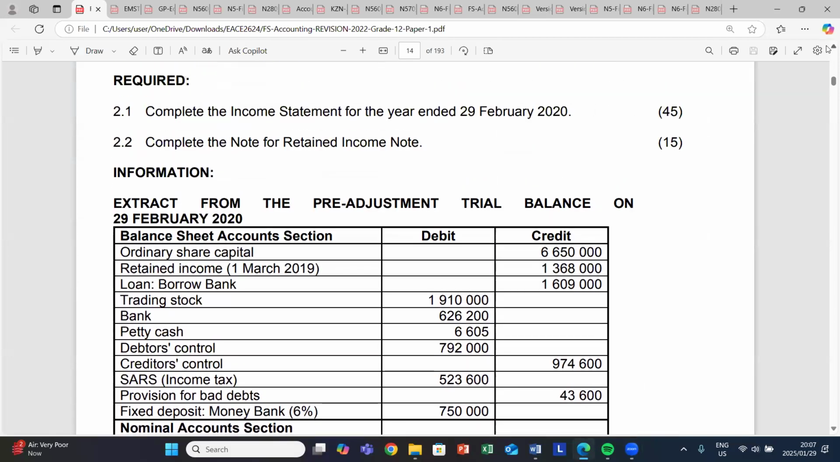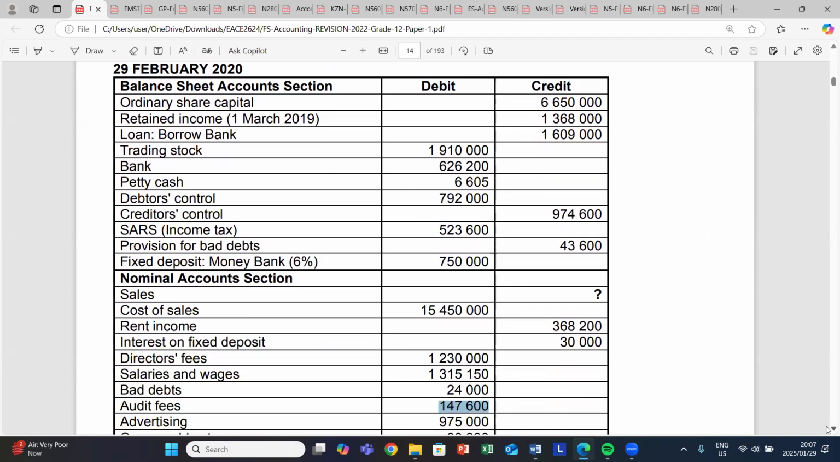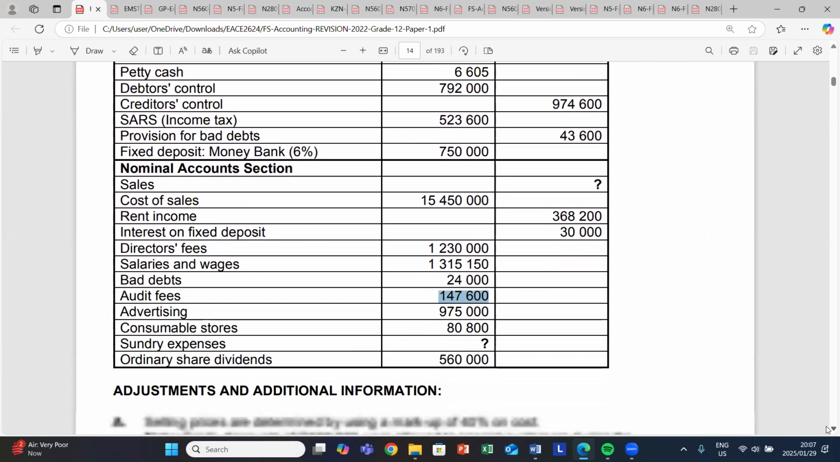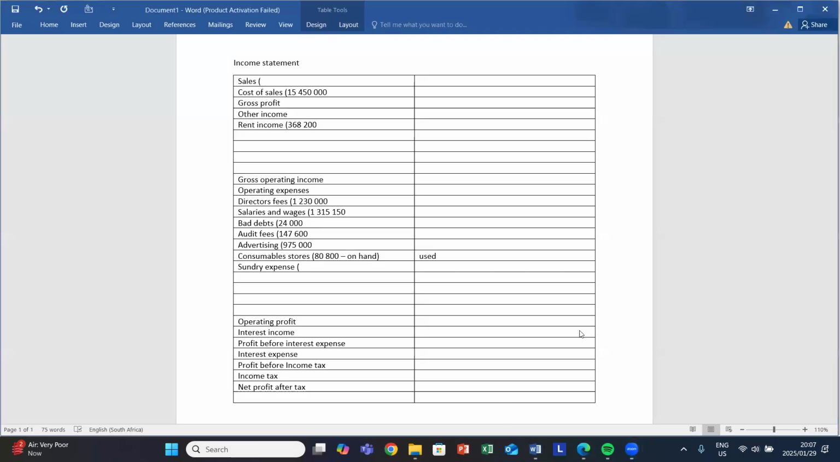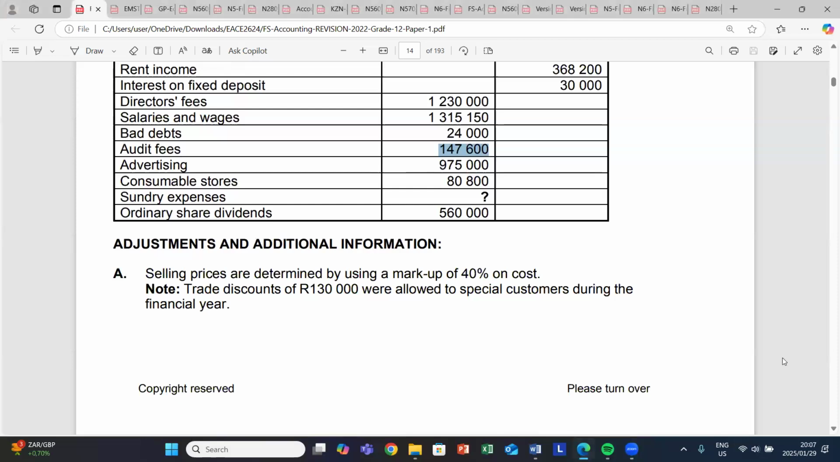Okay, so we are doing 2.1. They say to complete the income statement for the year ended 29 February 2020. So the financial year ended on 29 February 2020. We are done recording our figures and also our structure and so forth. So let's go to the adjustments.